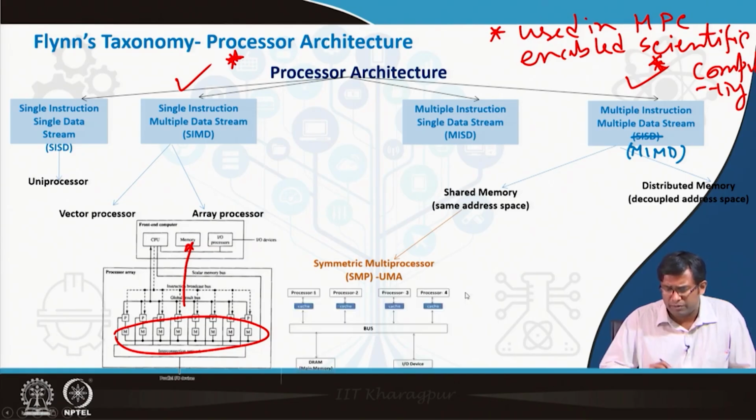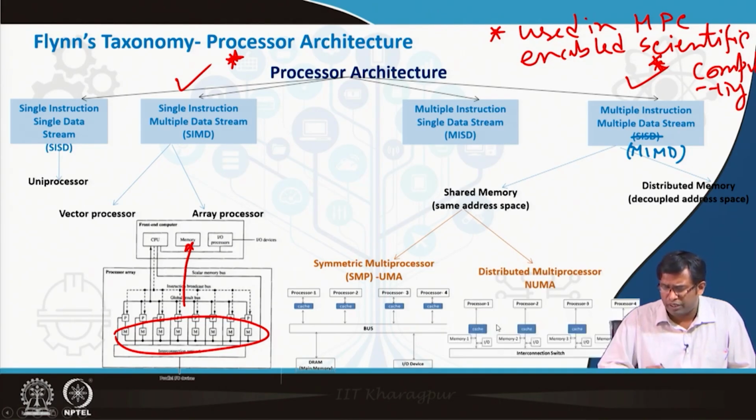One is a symmetric multiprocessor, where many processors are connected via a bus to the same memory unit, and each processor can take different locations of the memory unit. It is the same memory, but there will be different locations of the address space, and they do different operations there. It is called uniform memory access, or UMA, because it is a uniform memory which all the processors are accessing.